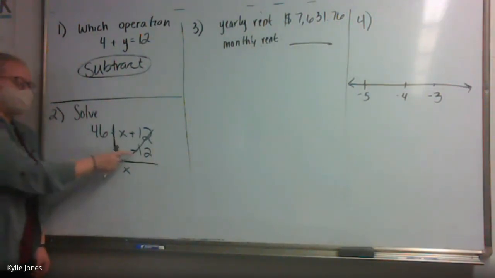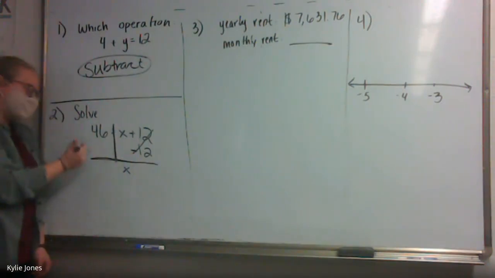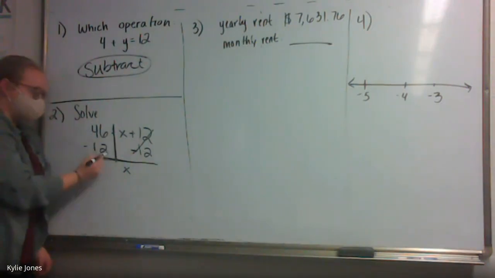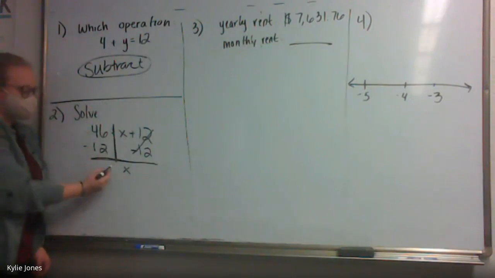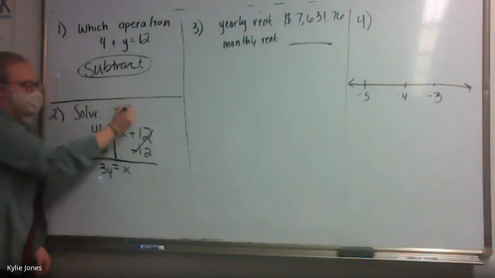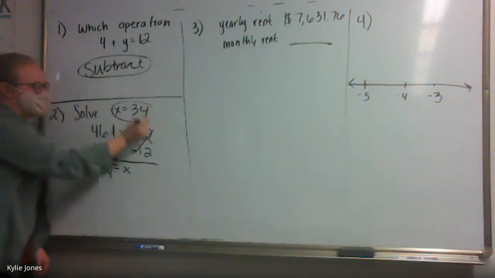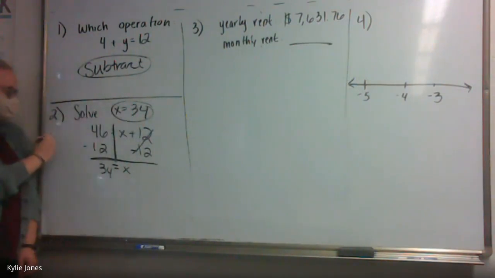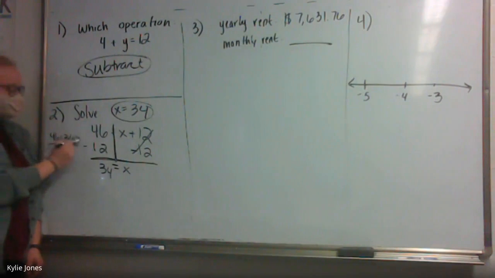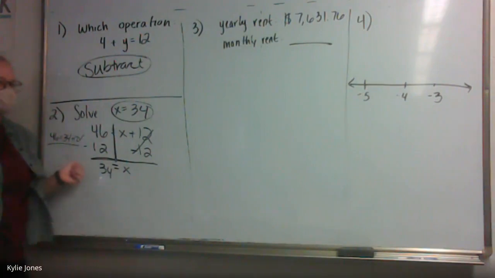On this one, if I subtract 12 on one side of my equation, what do I have to do on the other? Subtract it on the other side. What is 46 minus 12? 34. X equals 34. And does that make sense? If we were to plug it back in, 46 equals 34 plus 12. Does that work? Yes. You can put a check mark next to it if you want to. So you can always check your answer too.